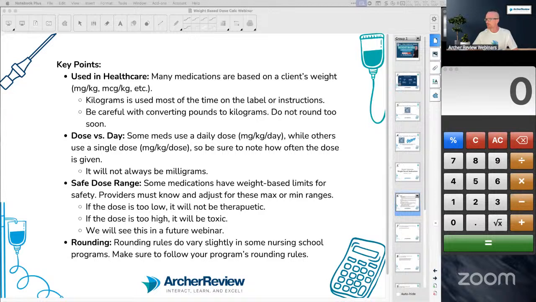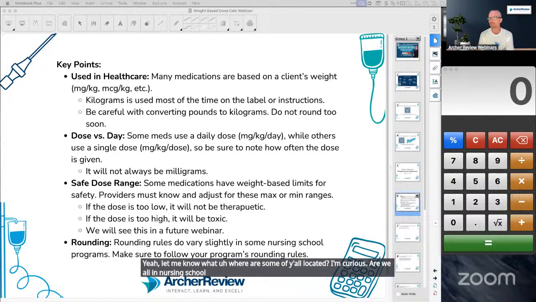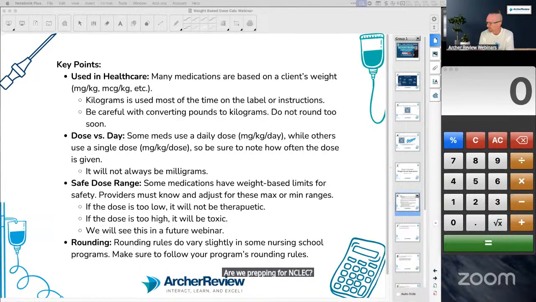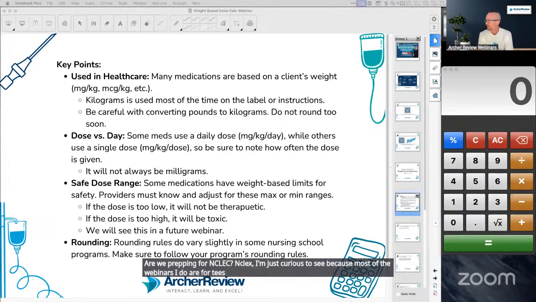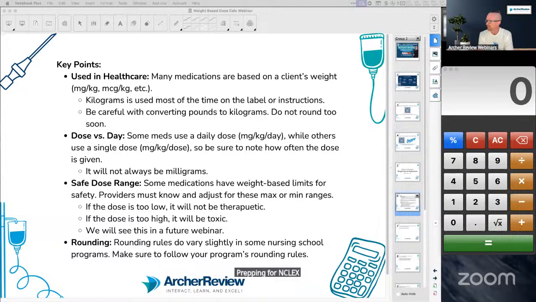Let me know where are some of y'all located? I'm curious. Are we all in nursing school? Are we prepping for TEAS? Are we prepping for NCLEX? I'm just curious to see because most of the webinars I do are for TEAS math, and those students aren't in nursing school yet. NCLEX from Canada, prepping for NCLEX.